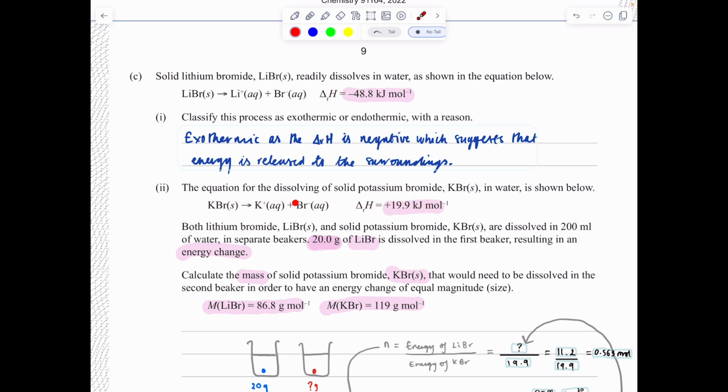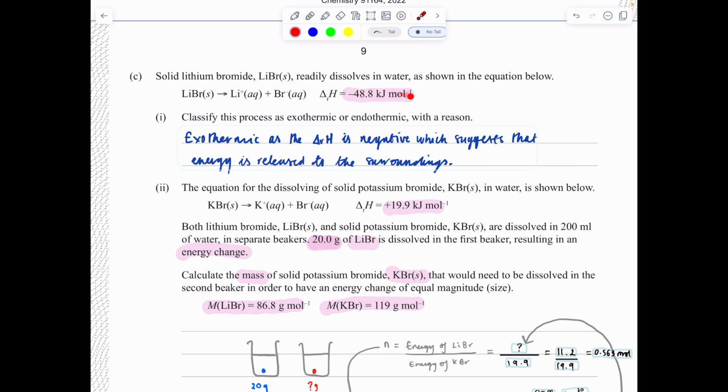So the dissolving of potassium bromide gives us positive 19.9. Because it's a positive, what does this mean? Is it endothermic or exothermic? It's endothermic, which means that it's absorbing energy from the surroundings. So if it's absorbing energy from the surroundings, what is the temperature of the surroundings going to be? Is it going to be cool or is it going to be hot? It's going to be cool because the heat's being absorbed from the surroundings and into this reaction here because it's endothermic.